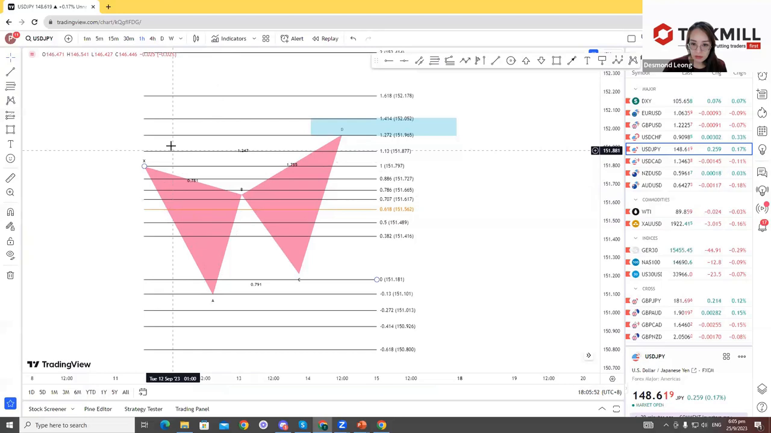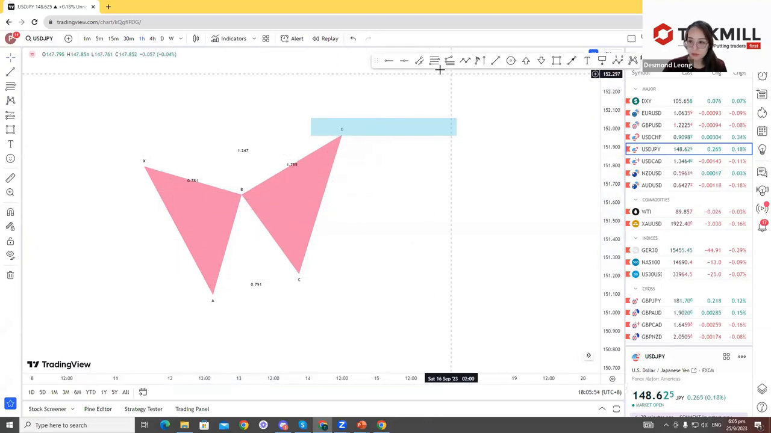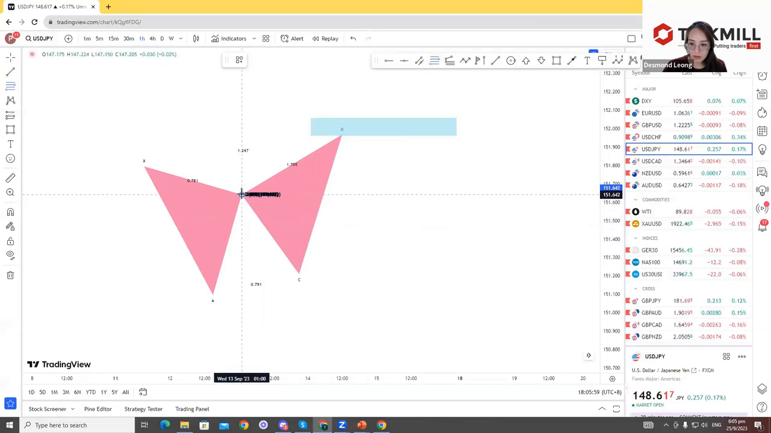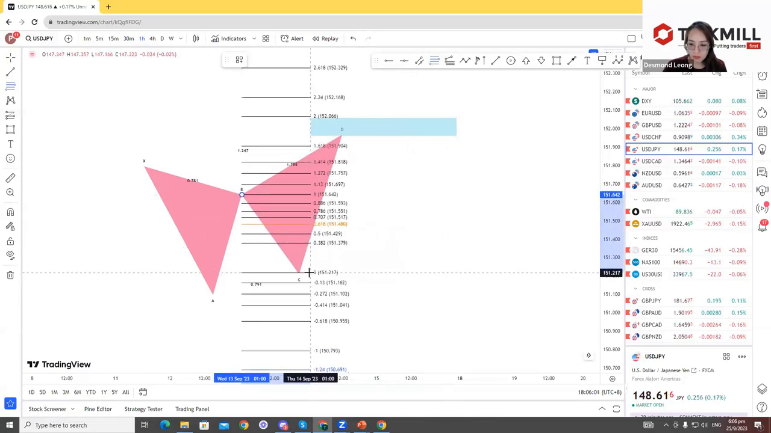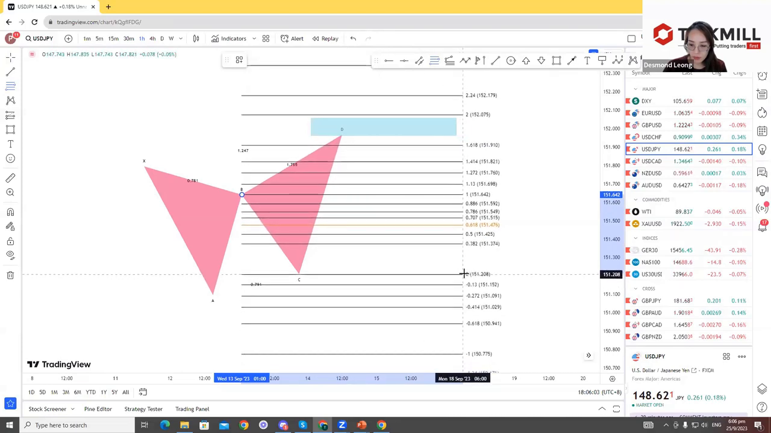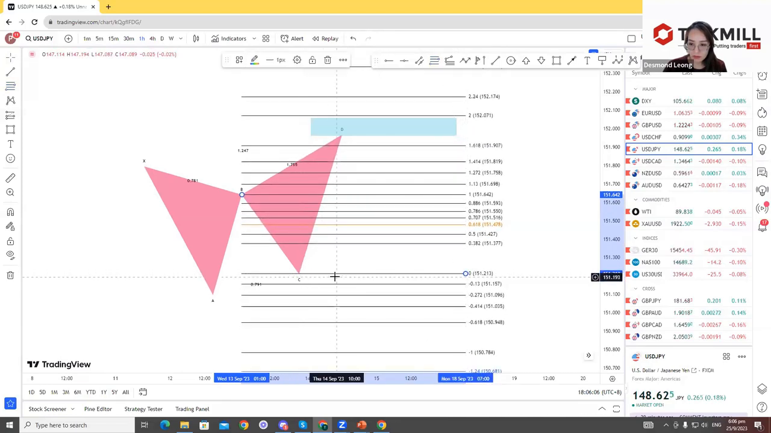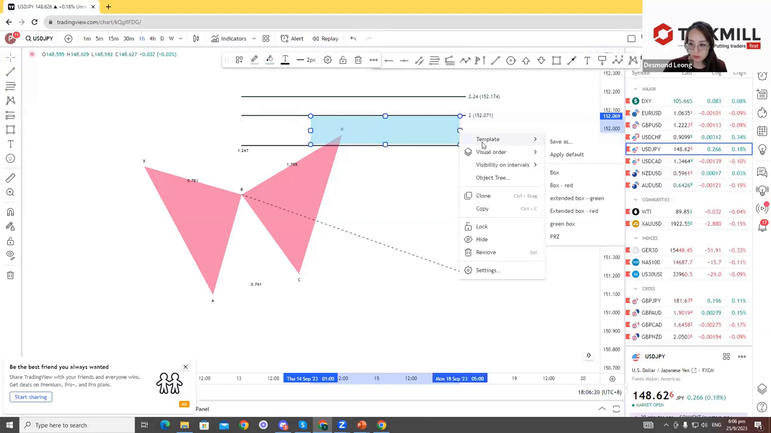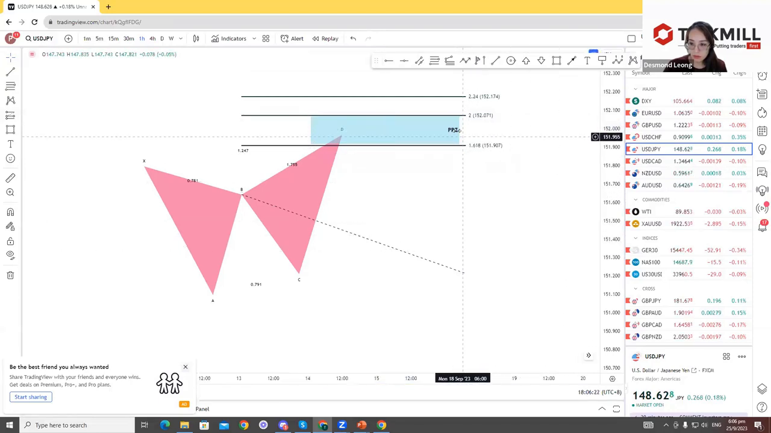BC extension. Let me move this first. I draw B to the C point, which is here. I moved it a little bit further, but the level is still the same. This is the BC extension for the butterfly, this level. So potentially this zone is our PRC zone. Here is our PRC zone.